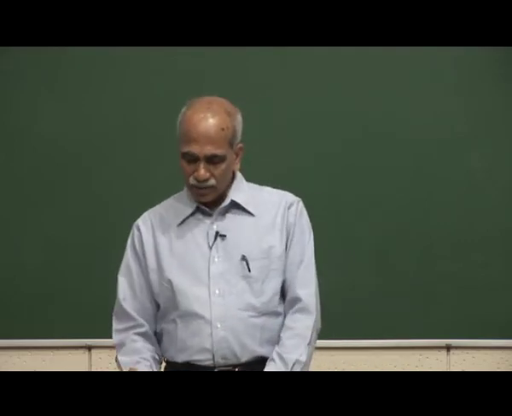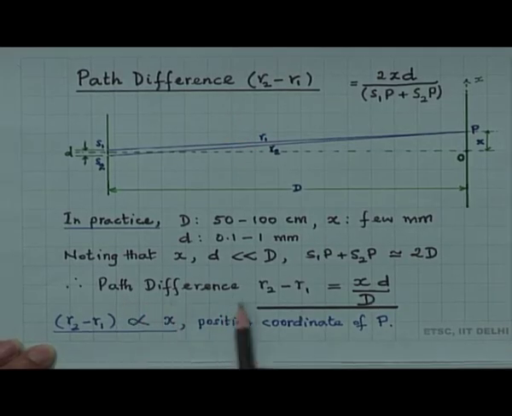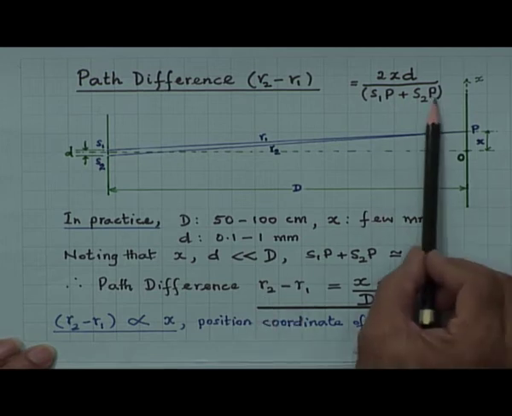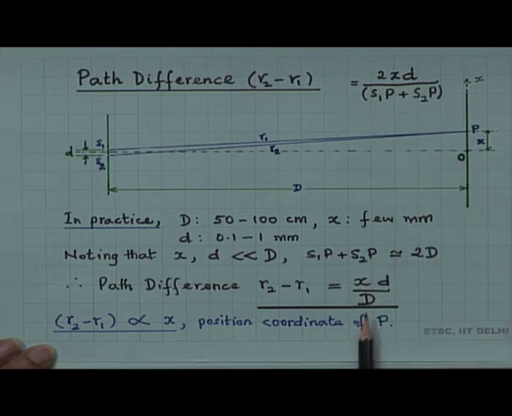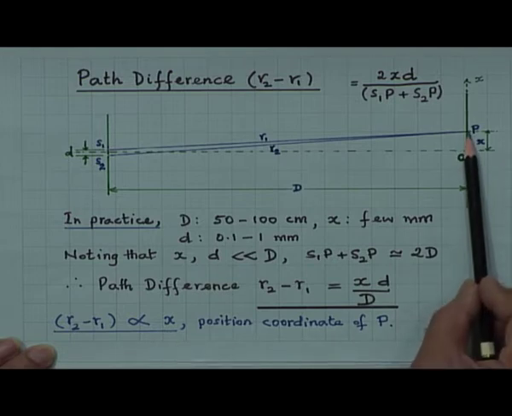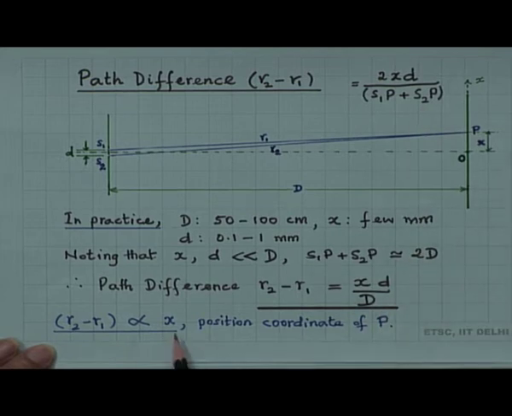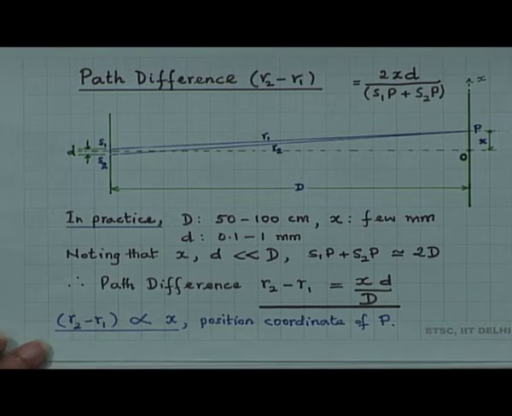And using this approximation, therefore, we can write the path difference R2 minus R1. So, we are substituting 2D for this, and R2 minus R1 is equal to xd by D. In other words, the path difference R2 minus R1 is proportional to x, the position coordinate of P here. P is a point on the x axis, and we have already seen that the phase difference is proportional to R2 minus R1, because delta is equal to k into R2 minus R1.